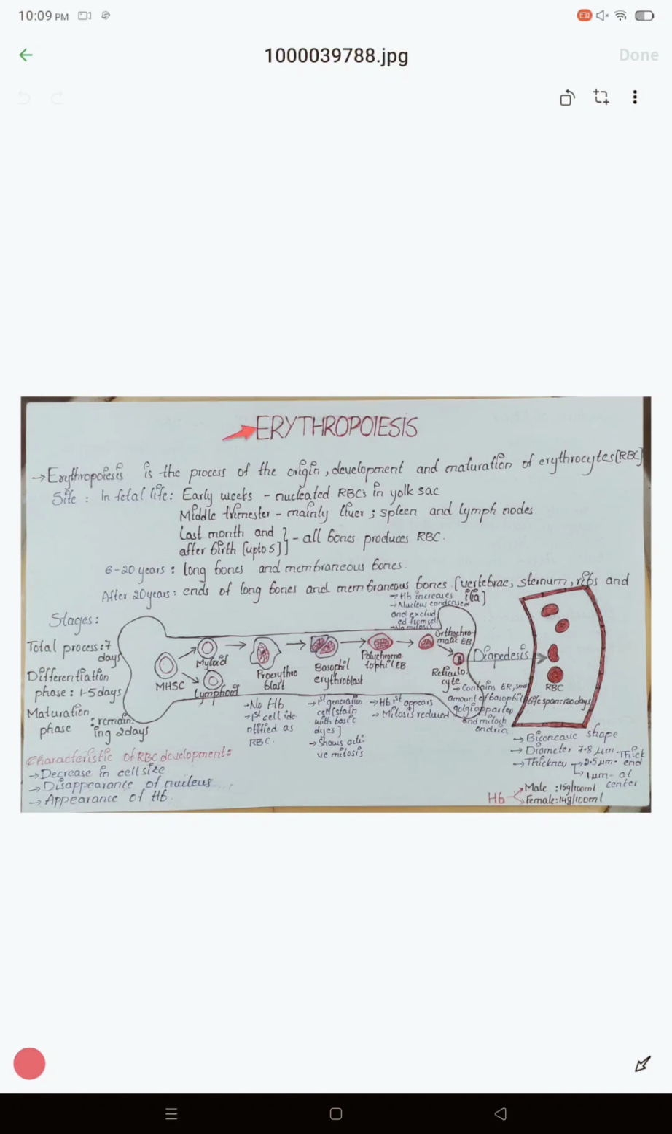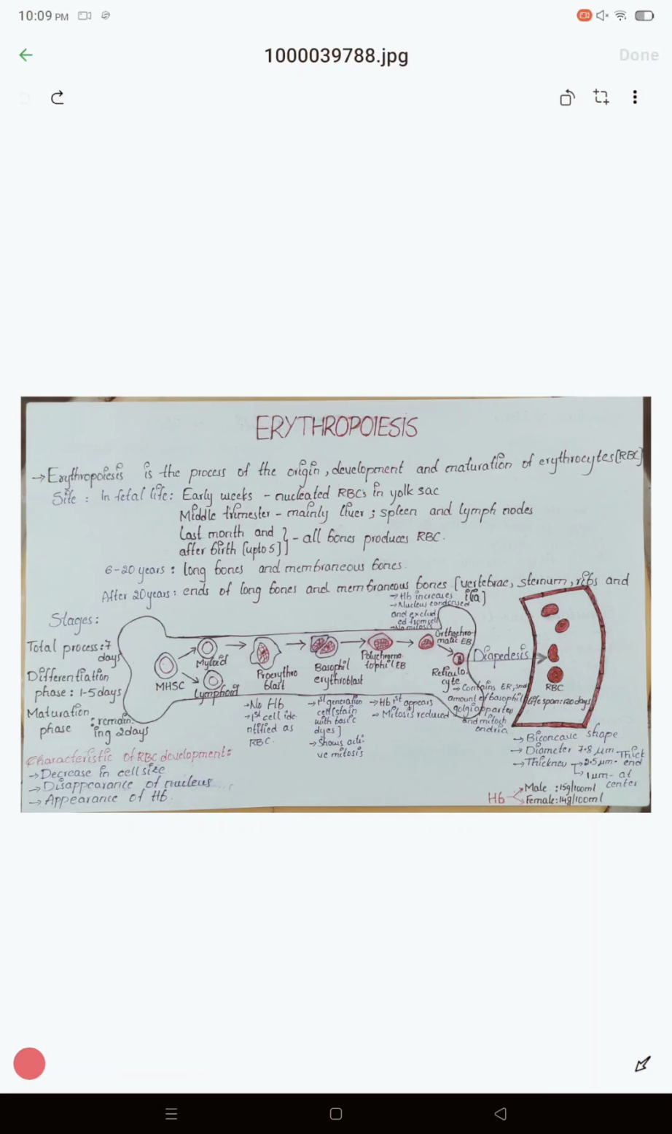Today our topic is Erythropoiesis, which is a continuation of the last video. If you are going to check it, please go and watch. The link was provided in the description. Now come to the topic. What is Erythropoiesis? It is the process of origin, development and maturation of erythrocytes.